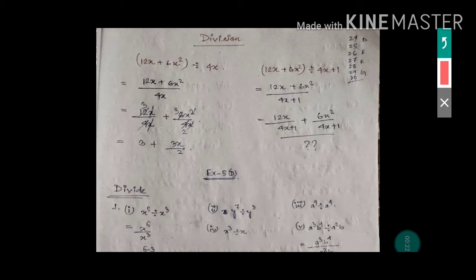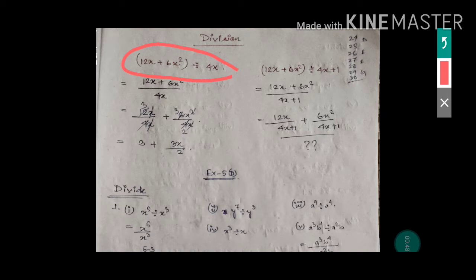Numerical division, we know from earlier classes, class 4 and 5, how to do the division. Now we are going to discuss when an algebraic expression is given, and the numerator and denominator are both algebraic expressions. So how will you divide at that time? See one thing, in this case, this is one algebraic expression: 12x plus 6x square divided by 4x.